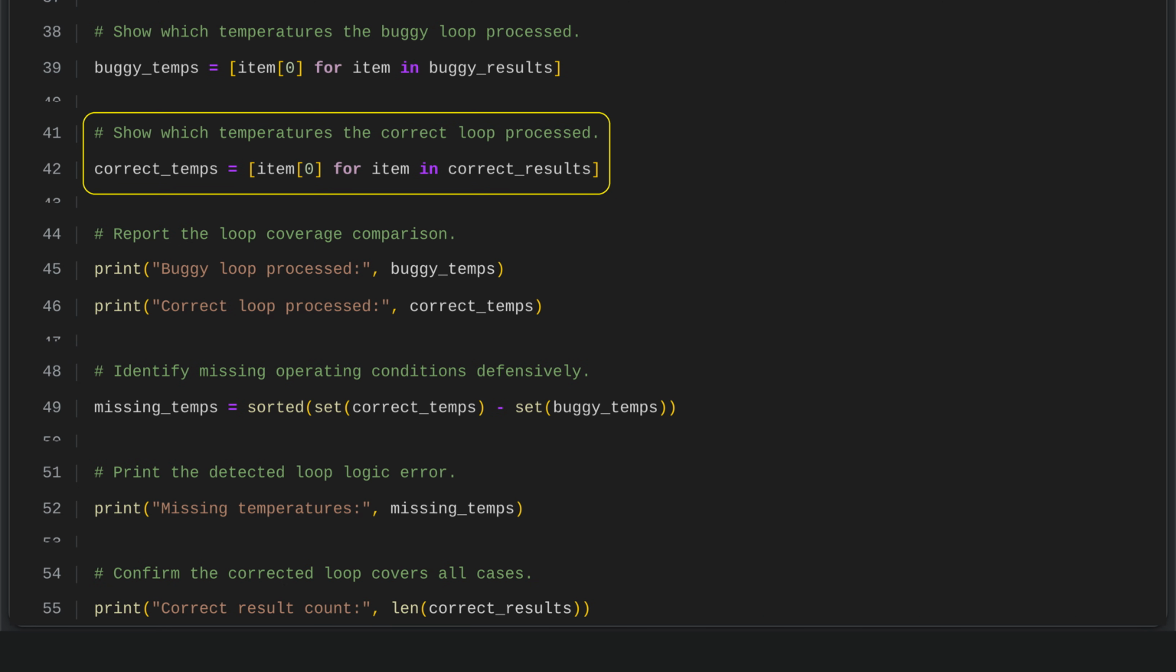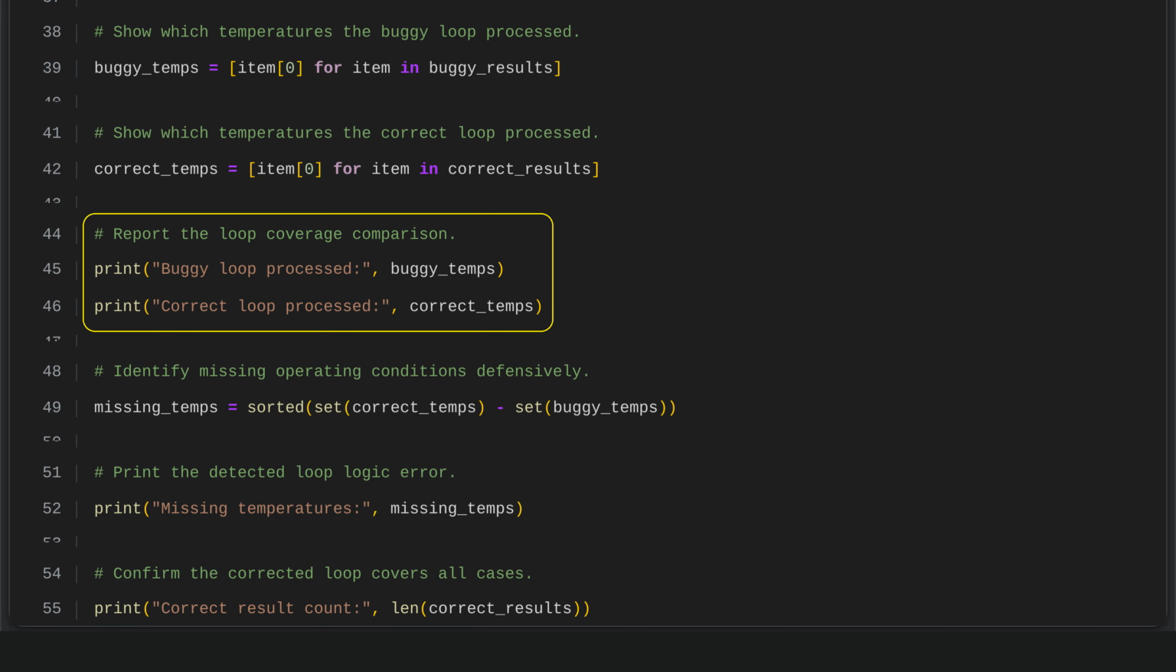We extract the temperature values from the list of correct results. Each result is a tuple, and the temperature is stored as its first item. A list comprehension collects those first items into a new list containing only the temperatures that were processed correctly. The code compares the temperatures handled by a buggy loop with those handled by the correct loop. By showing both results, it makes any differences visible and helps reveal logic errors in the loop's behavior.